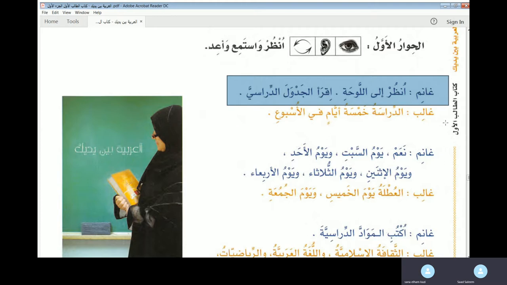Jadwal, is it a different word? Yes, jadwal basically means chart. It also means list. It also means table, timetable, and it also means schedule. It is used in all these senses. Ghanim: al jadwal dirasi, timetable.